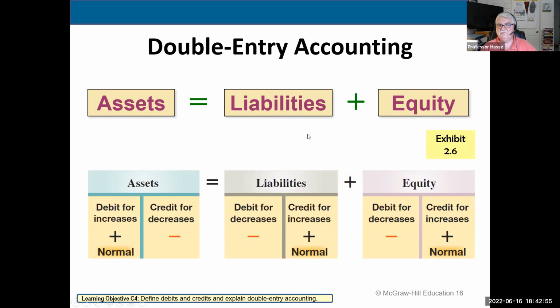How do we record these events? We debit assets to increase them. We credit assets to decrease them. And it's vice versa on the other side of the equation. Debits decrease liabilities, credits increase liabilities. Debits decrease equity, which are expense accounts and withdrawals, and credits increase equity, which are owners' investments and revenues.